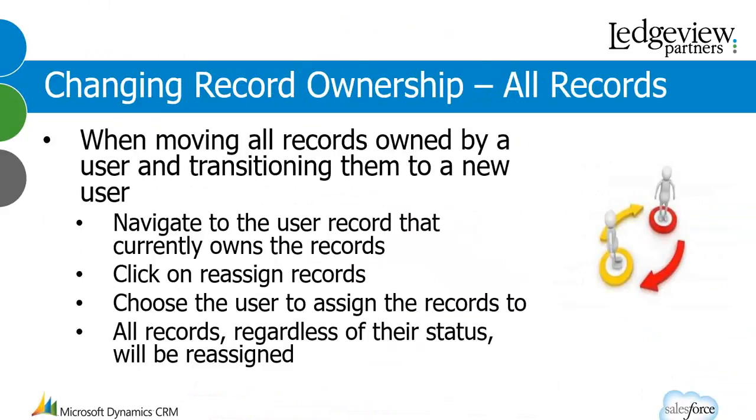Next, we're going to talk about changing record ownership. There's 3 different ways to do this: all the records the user owns, 1 record the user owns, and a grouping. First, we're going to start off with all records. When moving all records owned by a user and transitioning them to a new user, I'm going to show you exactly how to do these pieces right here. So let's jump into CRM and I'll show you how to reassign all records.